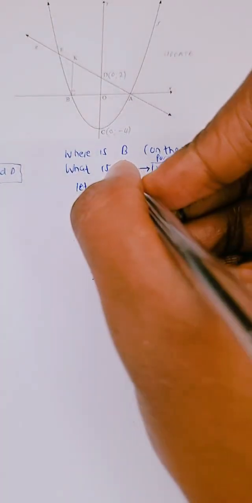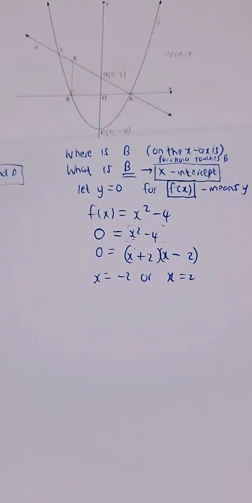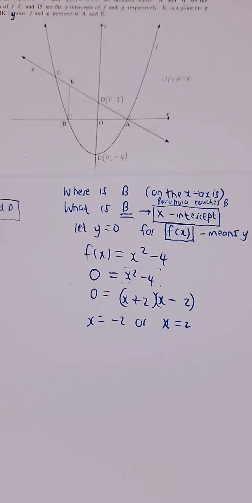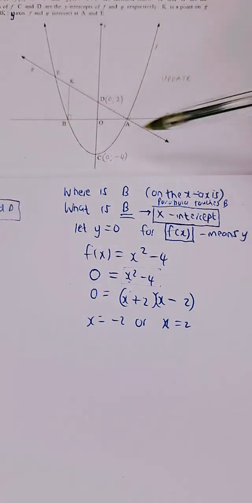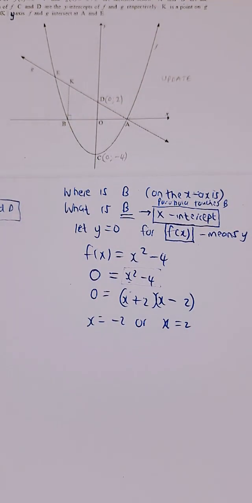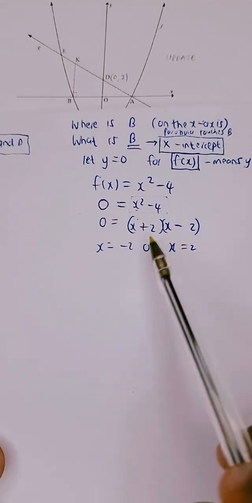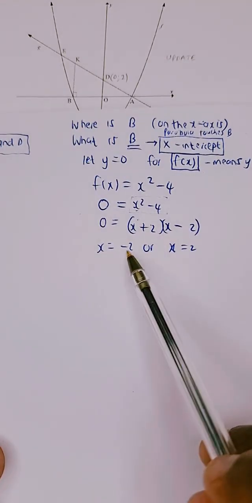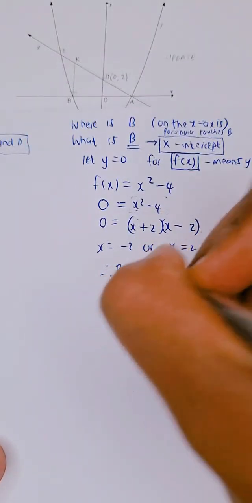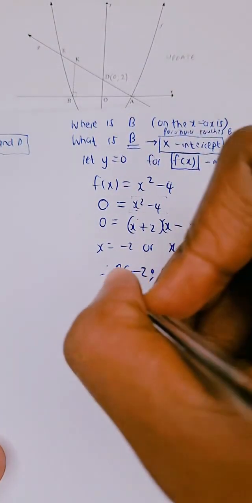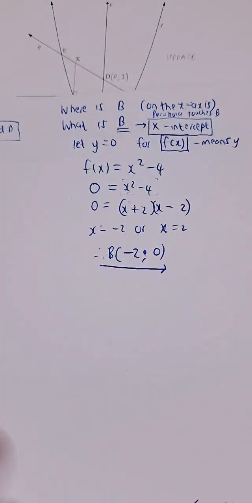But on that side, where B is, you can see it's the x-intercept. We can see that B is the x-intercept, but it's on the negative side of the x-axis. So between these two answers that we have after factorizing and solving, x is equal to negative 2 is the most appropriate. So our coordinates of B are going to be negative 2 and then y. Obviously, that's when we let y be equal to 0.